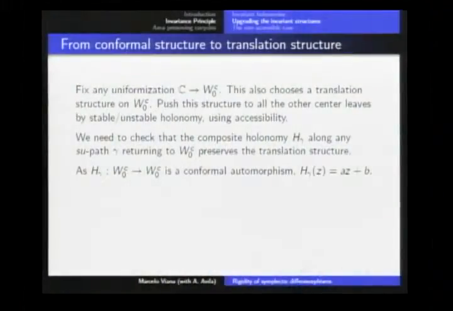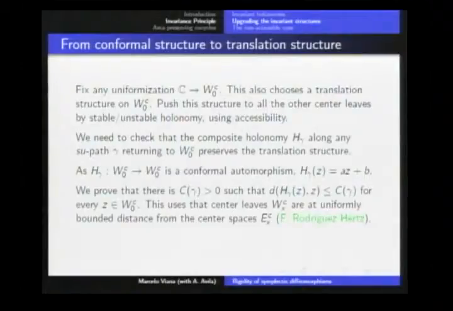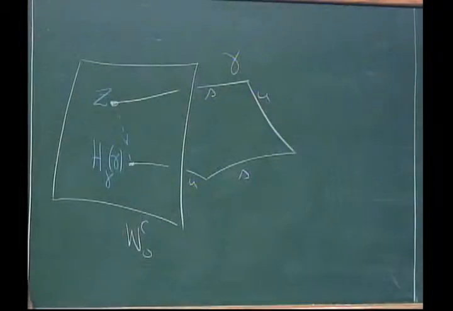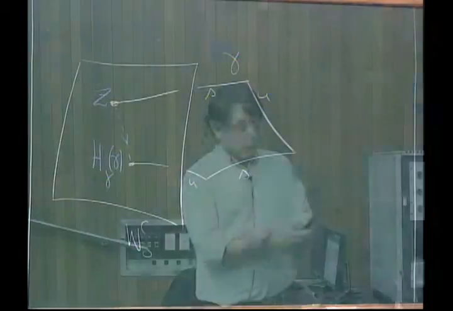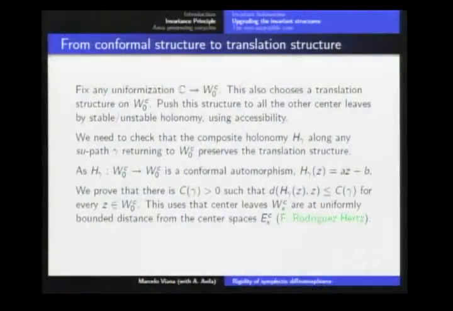I'm not going to do that, but I'm just giving you a little bit of the trick. Part of what we do is to prove that when you do this going around and coming back, the distance from the initial point to the final one is uniformly bounded, depending only on the path, but not on the point. That is based on the fact, also proven by Federico, that the center leaves are at uniformly bounded distance from the center spaces.